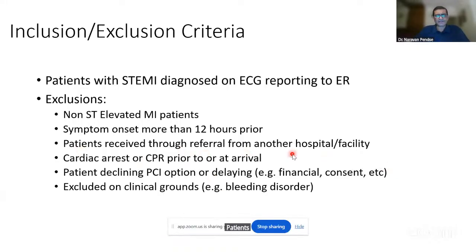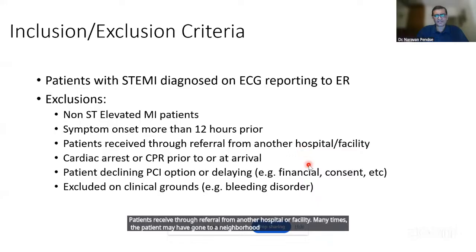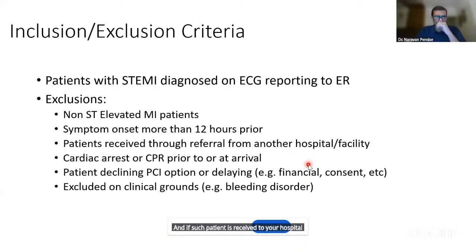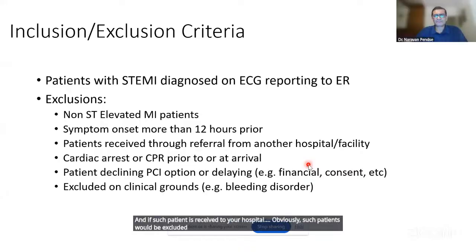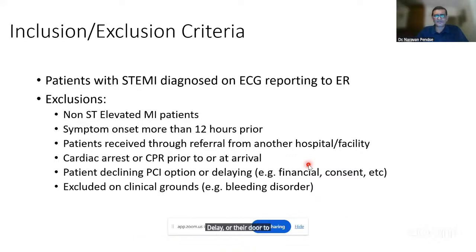Patients received through referral from another hospital or facility. Many times the patient may have gone to a neighborhood hospital or a smaller facility without a cath lab, for example, or without a cardiologist being available at that time. And if such a patient is received at your hospital, obviously they would be excluded because they have already suffered delay, or their door to balloon would have started from the time of reaching that particular hospital.